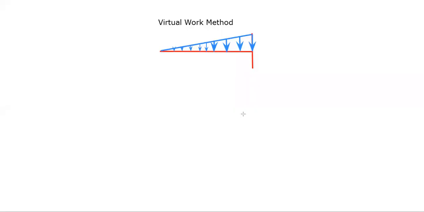As far as today's class is concerned, today we'll be discussing one more method of finding the slope and deflection of the beams. And today's method is known as the method of virtual work, or the virtual work method. How does the virtual work method work?